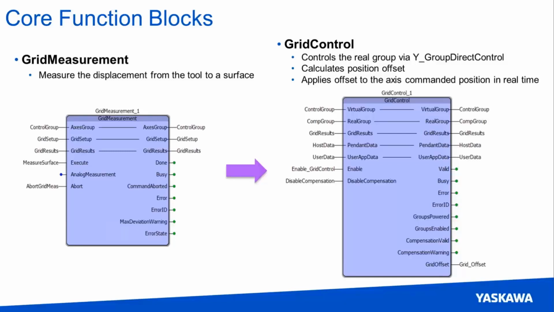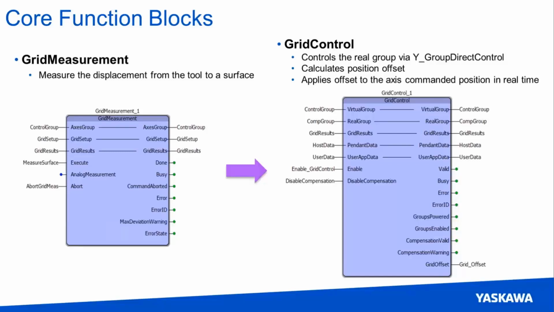One thing to note is the grid results structure that you have on GridMeasurement must be the same grid results structure on GridControl, meaning it should be a var global. We have two other var and outs that I haven't mentioned yet, and that's pendant data and user app data. These two var and outs don't necessarily apply to this application, so I won't be speaking much on them. But you should have them connected so you don't get compile errors.